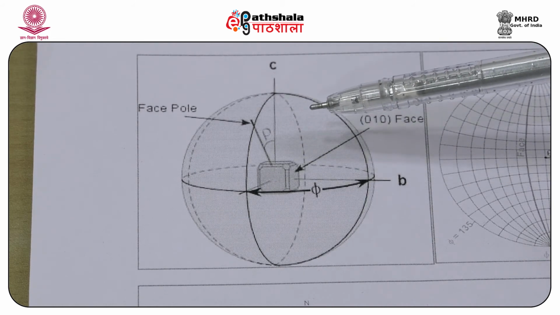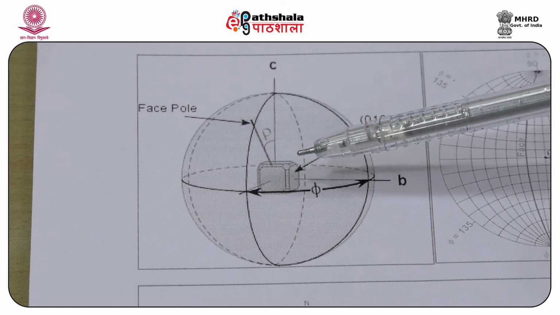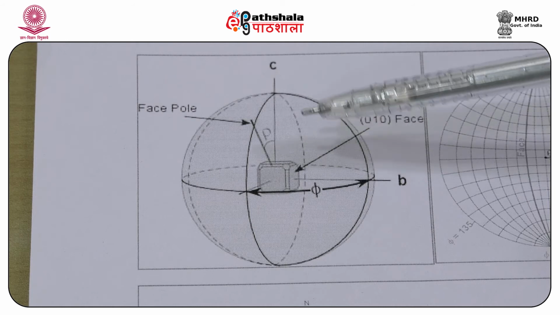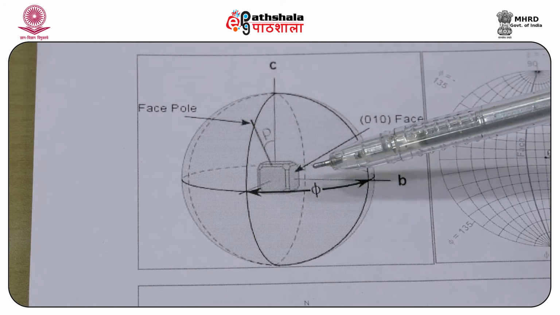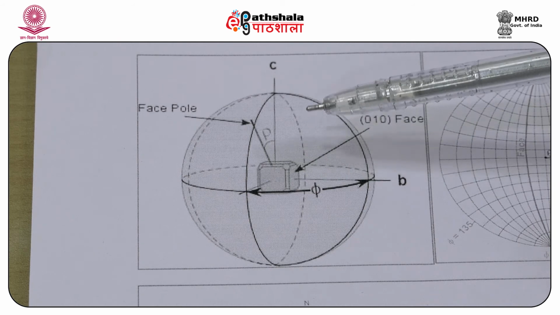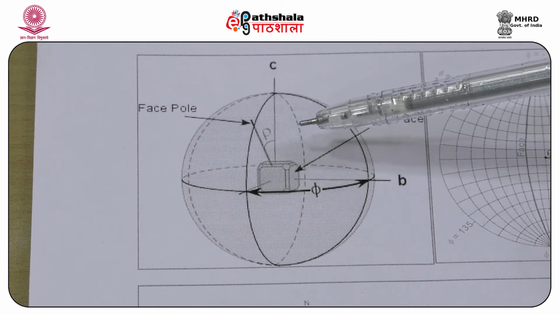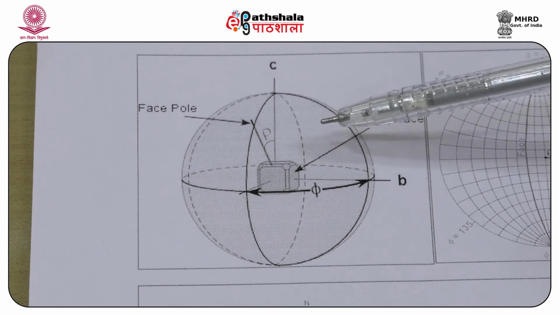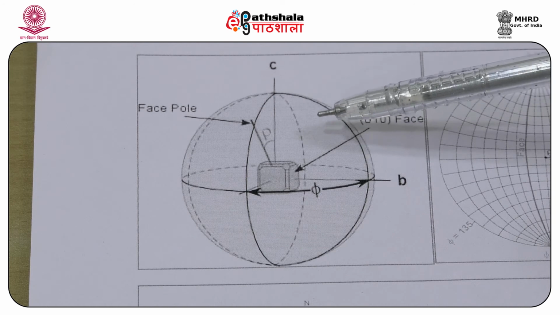In the figure, we can observe that a crystal has a rho angle measured in the vertical plane containing the axis of the sphere and the face pole, and a phi angle measured in the horizontal equatorial plane. So it has a rho angle of 90 degrees.